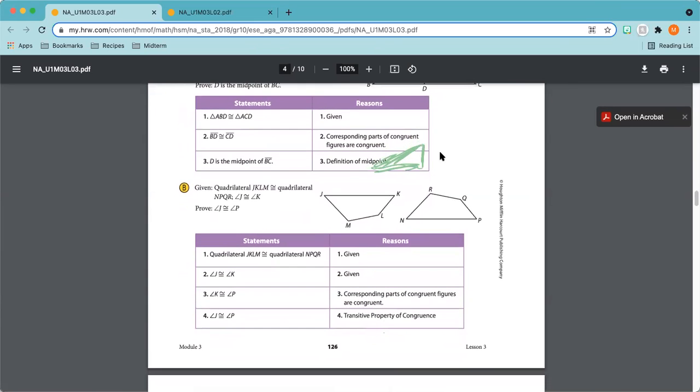All right, moving on. So we now have quadrilateral JKLM. This whole quadrilateral is congruent to quadrilateral NPQR. And angle J is congruent to angle K.